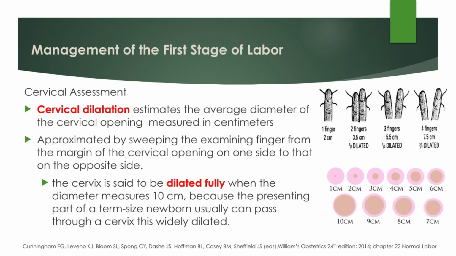Cervical dilatation, on the other hand, estimates the average diameter of the cervical opening measured in centimeters. So we use our 2 fingers, the forefinger or the pointing finger and the middle finger, and then we approximate the cervical dilatation by sweeping the examining fingers from the margin of the cervical opening on one side to that on the opposite side. So the cervix is said to be fully dilated when the diameter measures about 10 centimeters, because the presenting part of a term-sized newborn usually can pass through a cervix that is fully dilated or dilated to 10 centimeters.